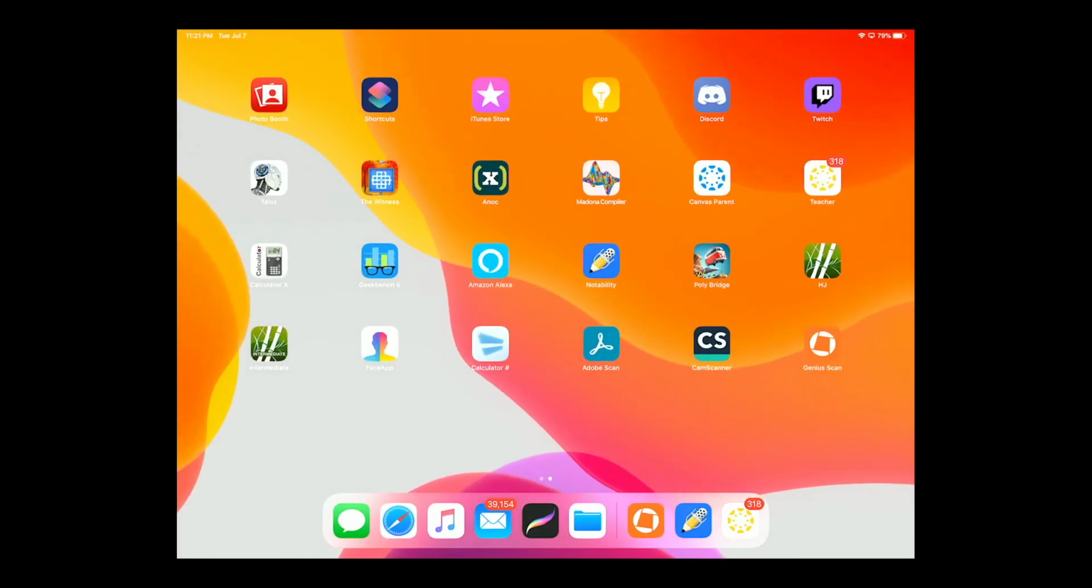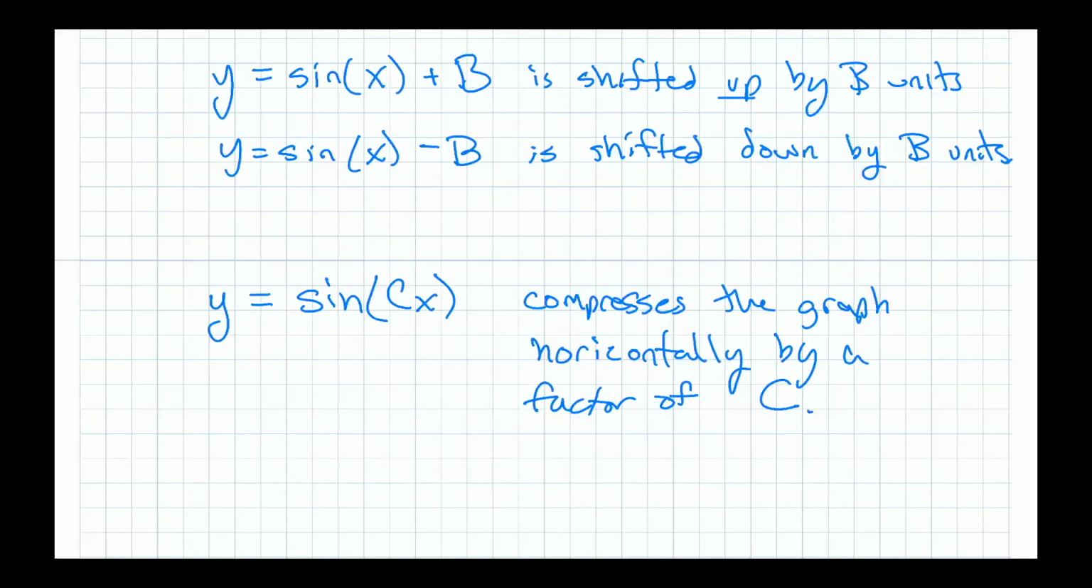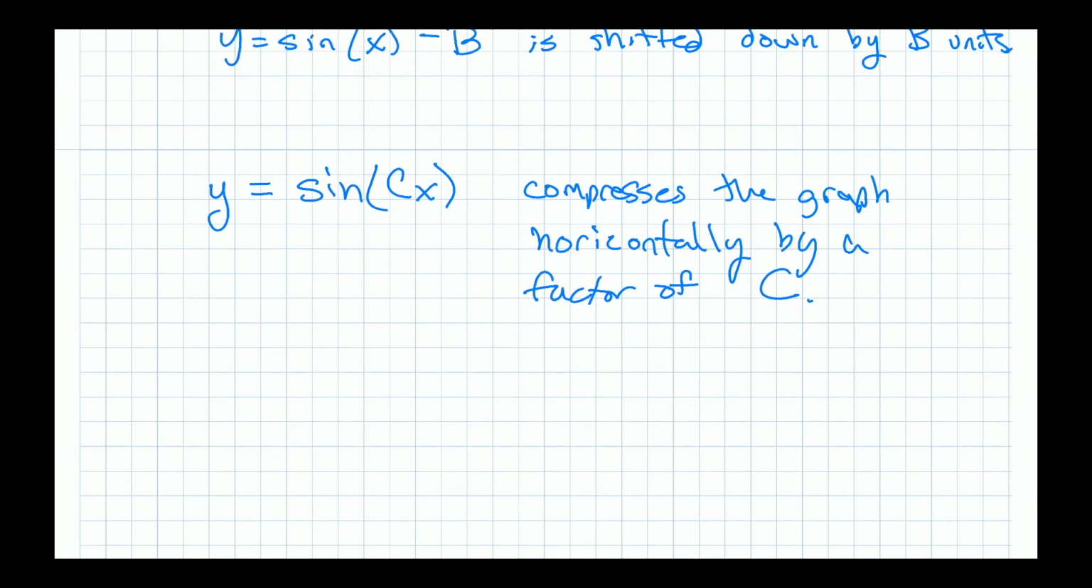All right, back here. One more. Y equals, let's say, d sine x. So if you add a constant out front, that just stretches it vertically, makes it taller.